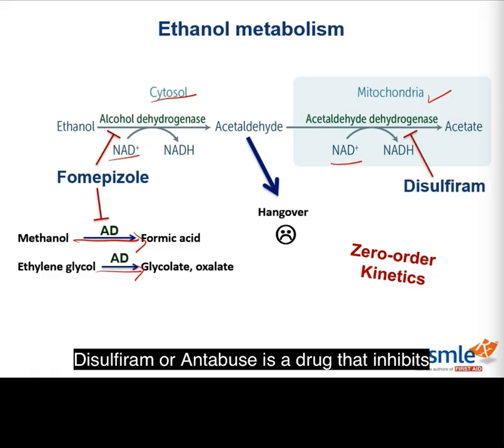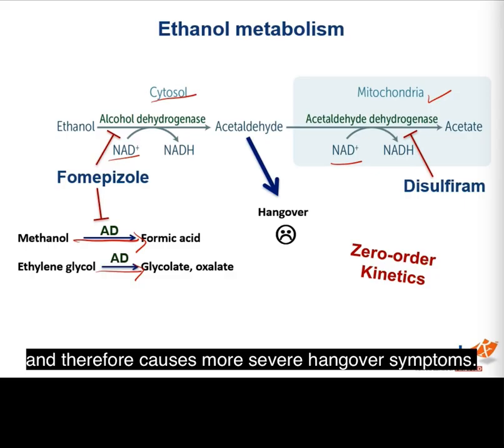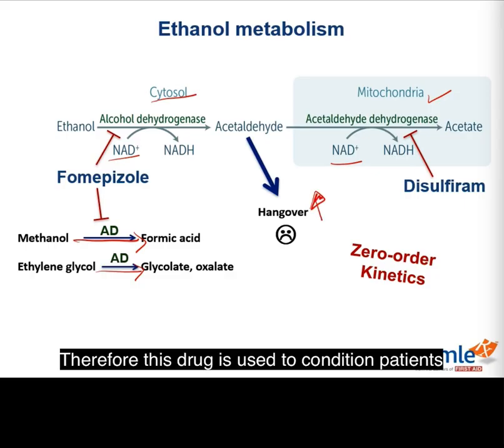Disulfiram, or Antabuse, is a drug that inhibits acetaldehyde dehydrogenase. This is actually a bad thing physiologically because it causes a buildup of acetaldehyde and therefore causes more severe hangover symptoms. Therefore, this drug is used to condition patients to abstain from alcohol in the future.